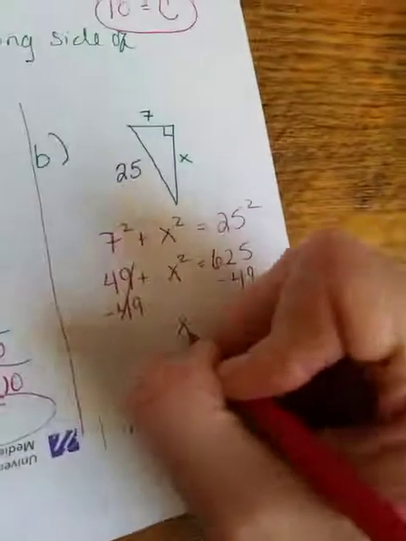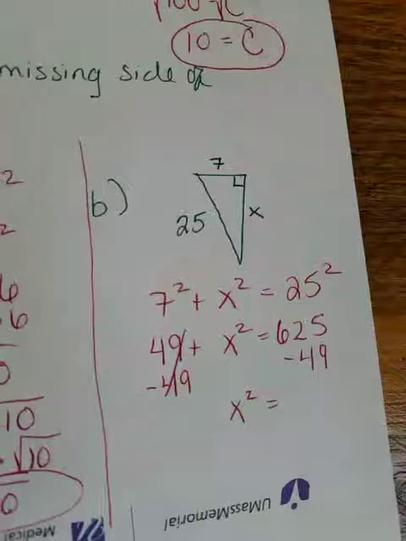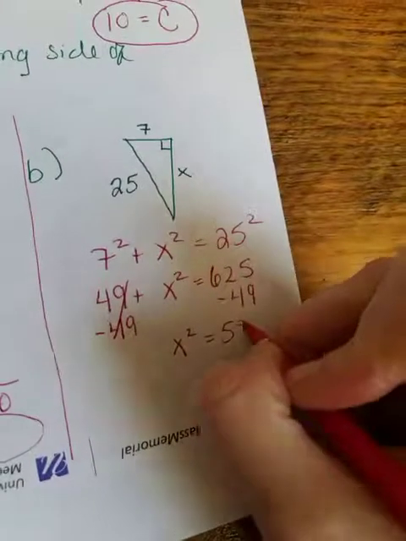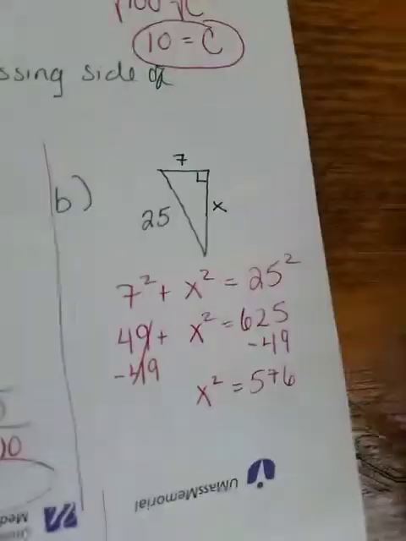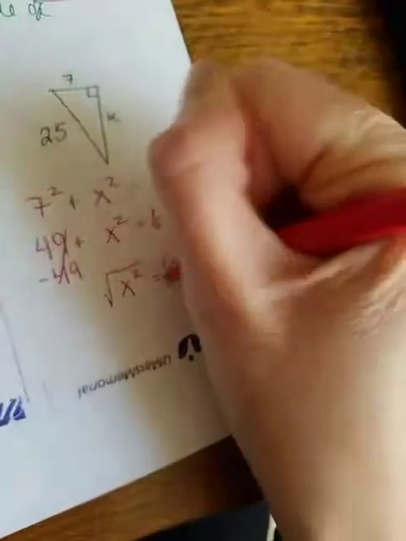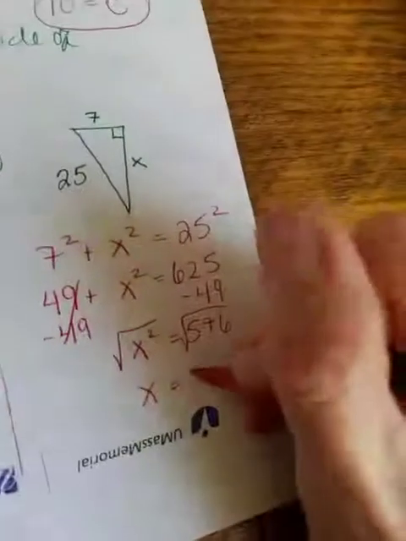You're going to subtract 49 from both sides because you need to get x squared by itself. So you should get 576 equals x squared. Again, you are not done because you are solving for x and not x squared. So we take the square root of both sides, and this time actually 576 does have a square root. It's 24. And that's your answer for that one.